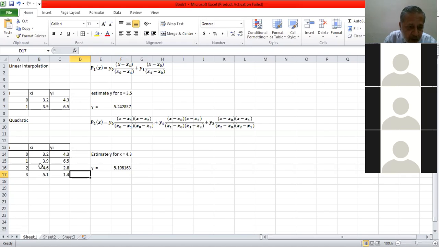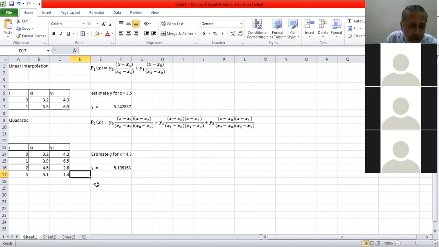If first degree has to be done, only these 2 points will be used. This is an important point to note: if first degree estimation is to be done at 4.3, where is 4.3 missing from? It is between 3.9 and 4.6. So we will use the 2 points for this formula that contains x is equal to 4.3. For second degree interpolating polynomial, we use 3 points, and for third degree polynomial, we will have to use all these 4 points.